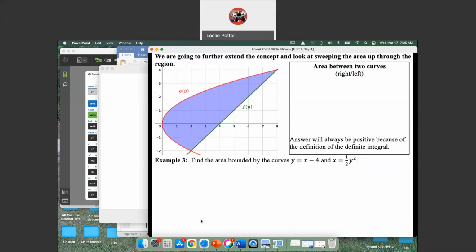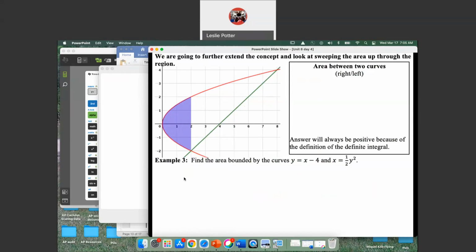Because the model we have works really well when f of x is on top, g of x is on the bottom, and they don't ever crisscross. And this is not that case. If you notice, I'm going to take away the region for just a second here. As we sweep from left to right through this region, we have red on the top and red on the bottom.